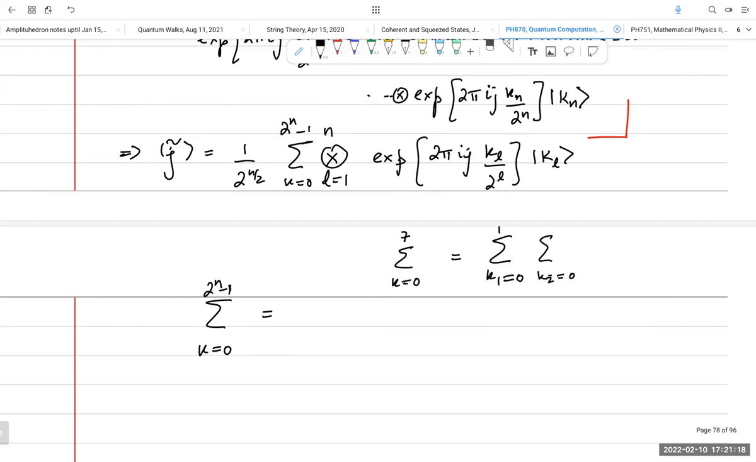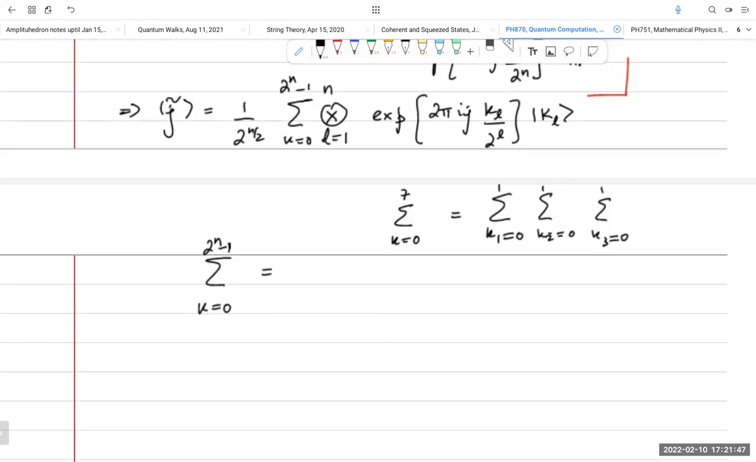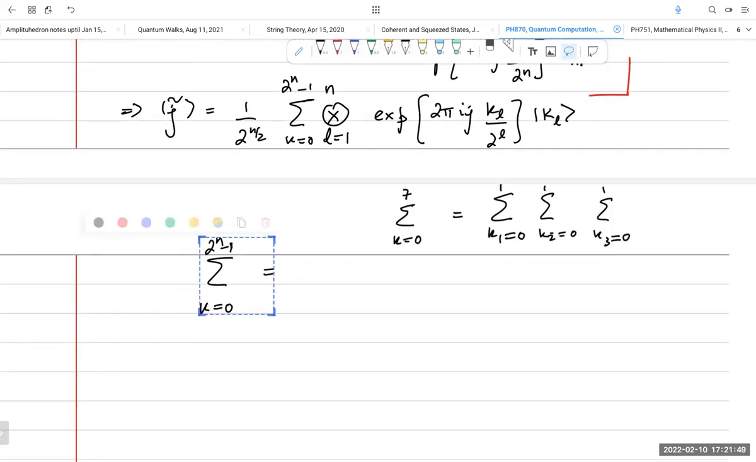k1, k2, and k3, what are these? These are the 3 bits. So as I sum over k1 equals 0, 1, k2 equals 0, 1, and k3 equals 0, 1, I'm summing over all the possible values of the number k. I had explained this yesterday. I hope that you have retained that.